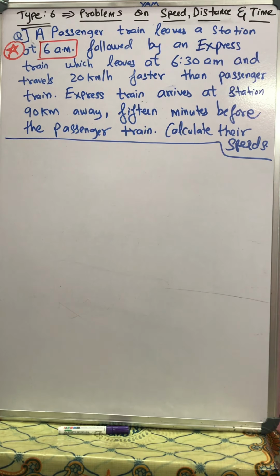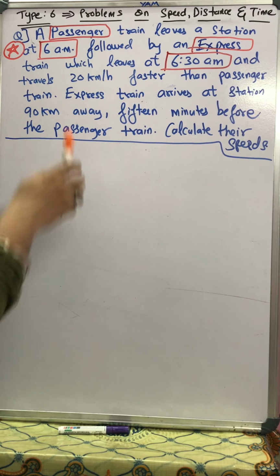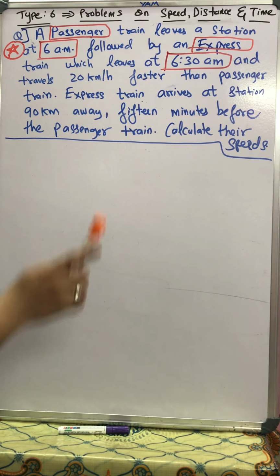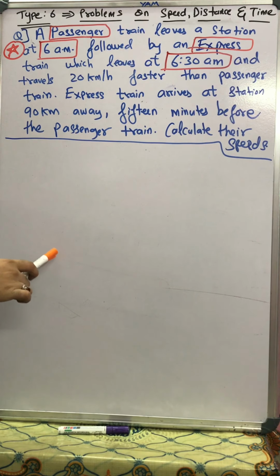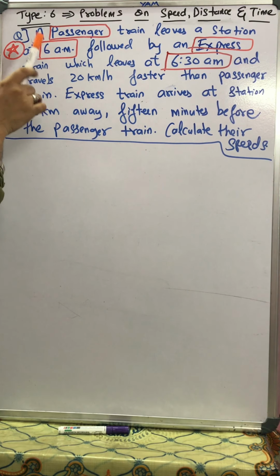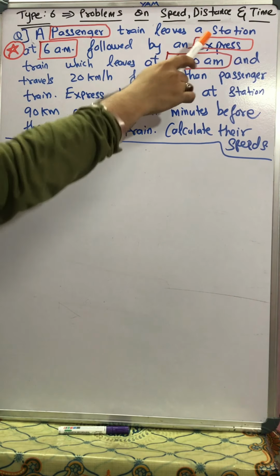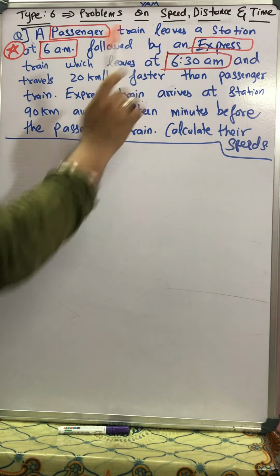Okay. After the passenger train leaves, we have the express train. After the passenger train, the express train leaves the station afterwards. But the time for the express train is 6:30 a.m. So up till now, what have you understood? We have two trains: passenger train and express train. The passenger train leaves the given station at 6 a.m. in the morning, and the express train leaves at 6:30 a.m., after half an hour, after 30 minutes.